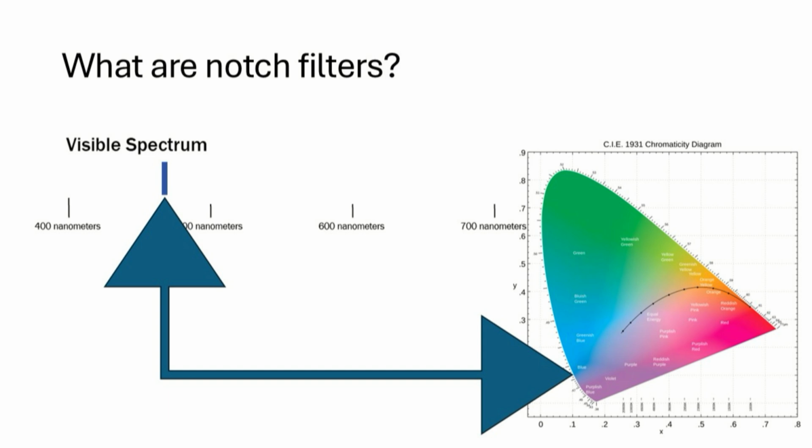Notch filters. Also known as band stop or band reject filters, notch filters block a specific range of wavelengths called the stop band while allowing wavelengths outside this range to pass through. They are useful for isolating interference in applications involving multiple signals.